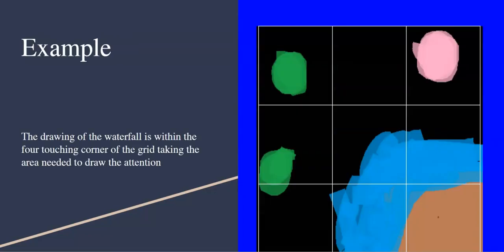So for example, the drawing over here, the 4 squares contain the waterfall in the bottom right corner. This naturally draws the eyes because of its size taking up and its connective area, as opposed to the 3 circles that are spewed throughout the other 5 squares.